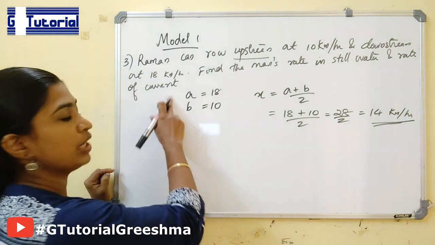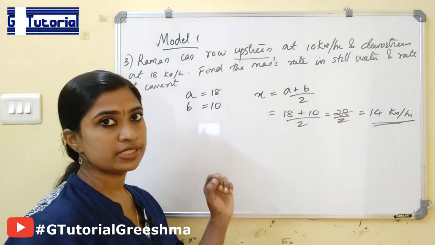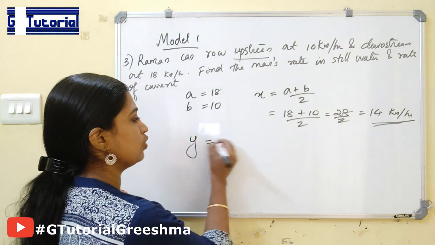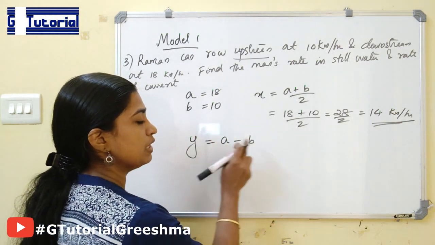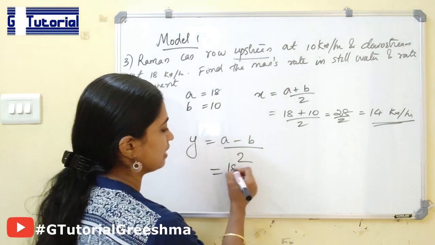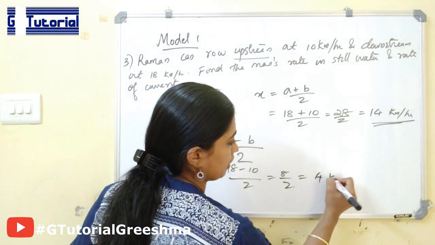Next is rate of current. What is rate of current? Rate of current is the rate of flow of stream or the speed of stream. Speed of stream is y. Y is equal to (A minus B) by 2. The downstream speed minus upstream speed by 2. So (18 minus 10) by 2, which is 8 by 2. 4 km per hour.